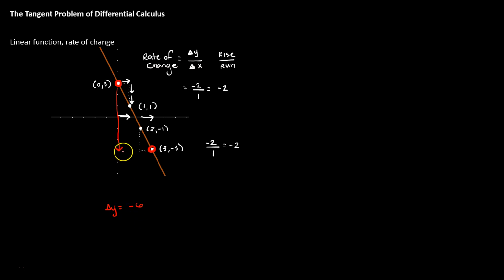And then we need to look at the change in x. That's going to take us 1, 2, 3 units in the positive x direction. So our delta x is going to look like +3. And when we simplify that, we again get -2. So linear functions, super easy to calculate the rate of change.